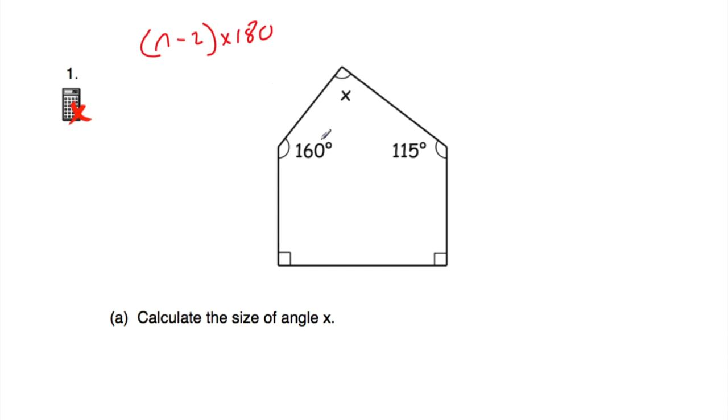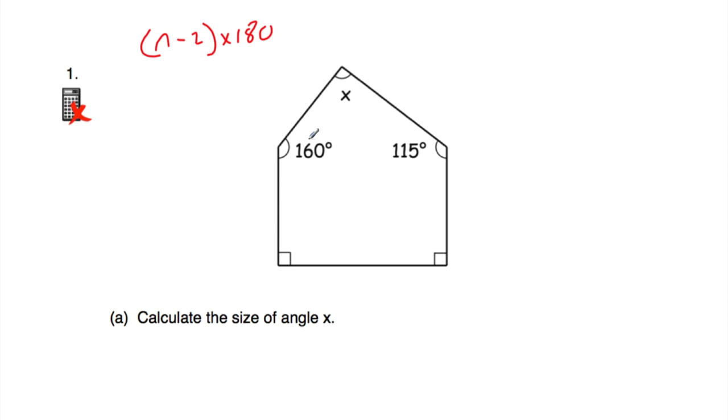Alternatively, you could just learn that in a pentagon the angles add up to 540 degrees. I tend to learn that a pentagon adds up to 540 and a hexagon adds up to 720, and they're just ones that I know off by heart. Okay, part A asks us to calculate the size of this angle, and it's a non-calculator question, so let's add up the angles we've been given.